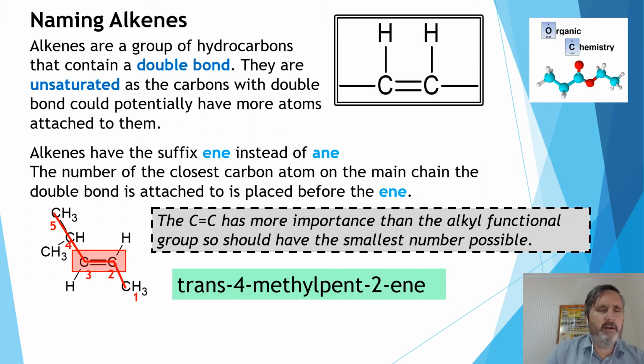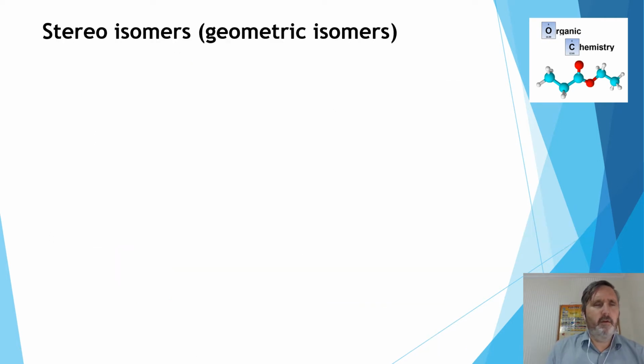Sometimes alkenes have another part of the name that goes in the front that says whether it has an arrangement that is across the double bond like this, that is called trans, or through the double bond like this, that is called cis. But we'll look at that in the next slide. So when we have a trans or a cis version of a molecule, they are called stereoisomers or geometric isomers. Geometric isomers because they have different geometries.